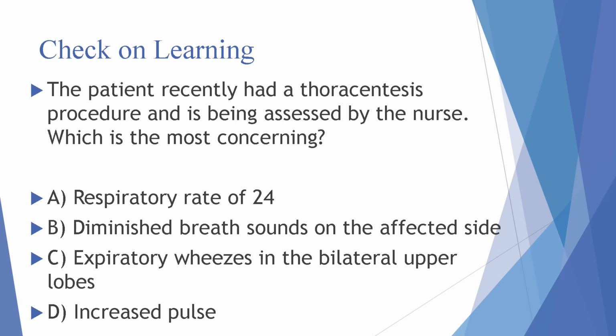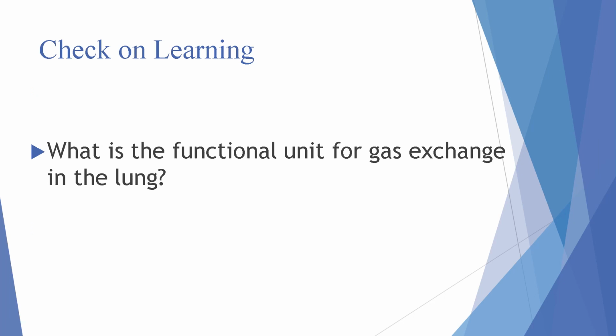Now, a patient recently had a thoracentesis procedure and is being assessed by the nurse. Which is the most concerning? So we want to give the students enough time to answer the question. Raise your hands, have a few people answer. All right, it'd be diminished breath sounds on the affected side. So we need to let the provider know as well. So next, what is the functional unit for gas exchange in the lungs? Yes, it's the alveoli. Alveolar capillary membrane is the functional unit of the actual exchange of air.